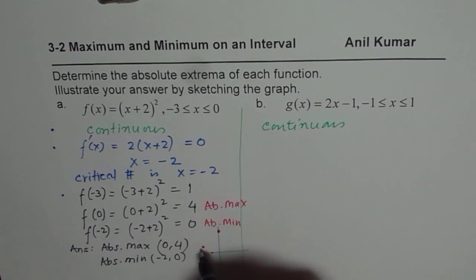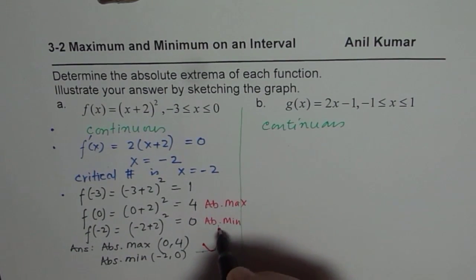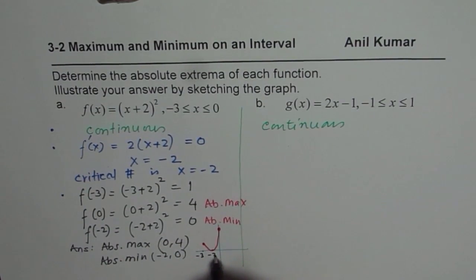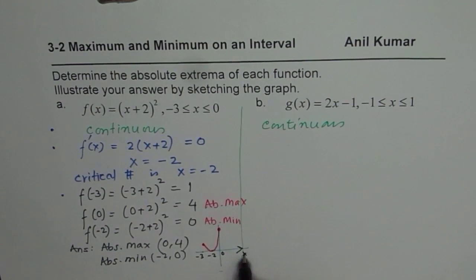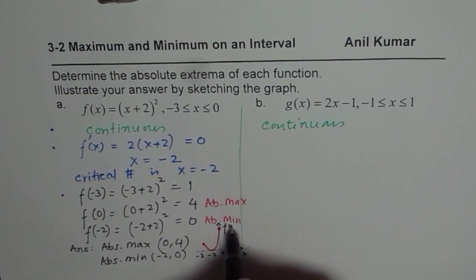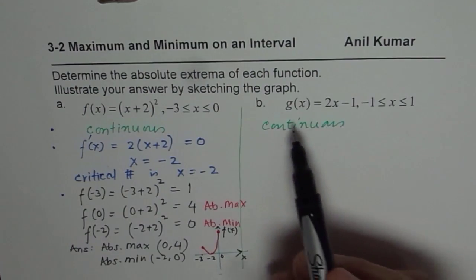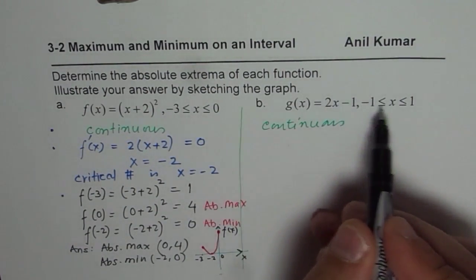So the function, which is a parabola, is kind of like this, right? So that is the function. So this is minus 3, minus 2, and 0, right? So that's a small sketch. You can do a better job than this, of course. But I hope it serves the purpose and you at least understand what we have done. Okay. Let's follow the same steps and do the second question now. g of x is a linear function.